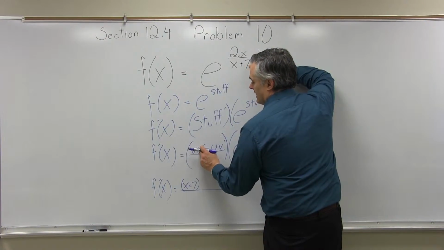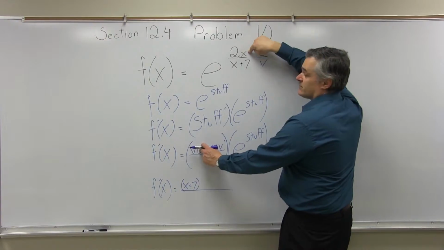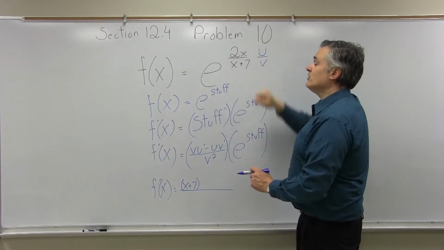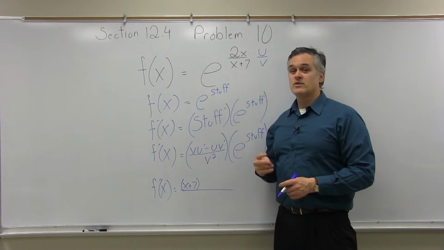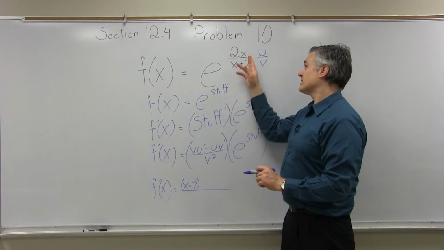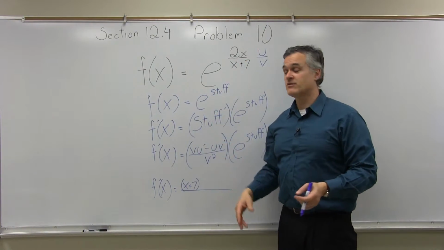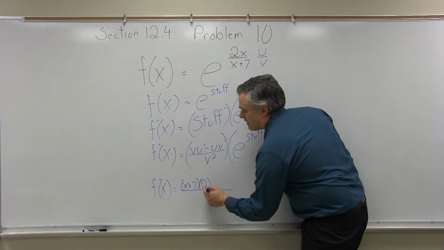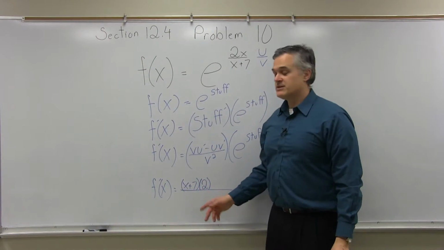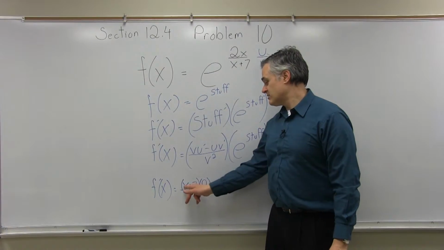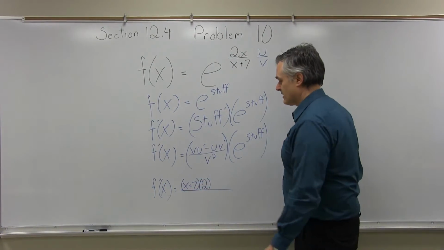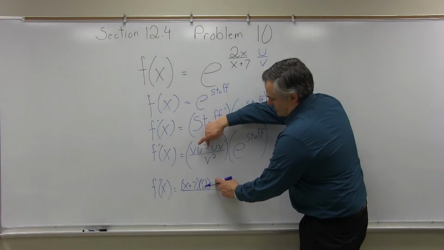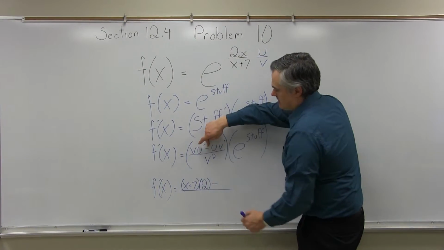That's my v. Then next is u prime, the derivative of the top. So u is 2x, so the derivative of 2x is just 2, because when we have an x to the first power, the derivative is whatever the number in front is. So it's 2. Now I put the x plus 7 and the 2 in parentheses because the 2 gets multiplied times both the x and the plus 7.